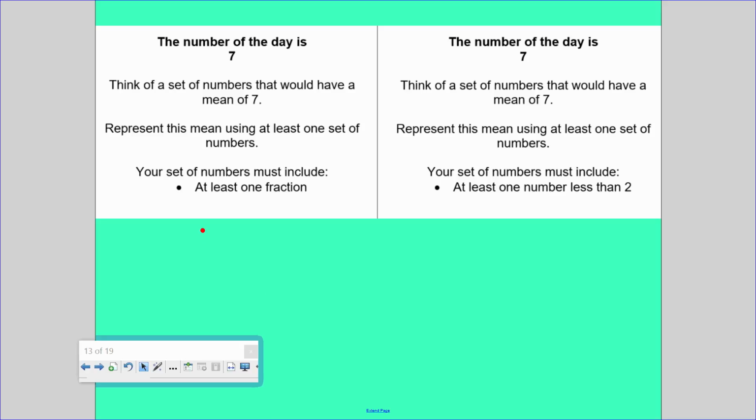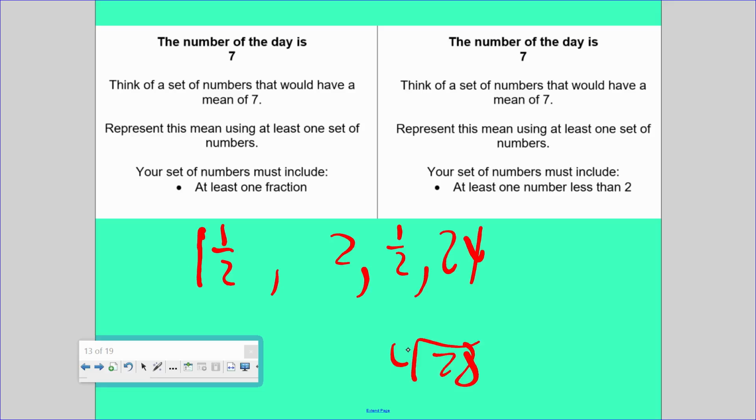Let's do, oh, 1.5, 2. So 7 has to be the mean. 1.5, 2. Let's do half. So that will add up to 24. So if I add up these four numbers together, 24 plus 2, that's 26. 27 plus 1 is 28. And divide it by 4, my mean is 7.